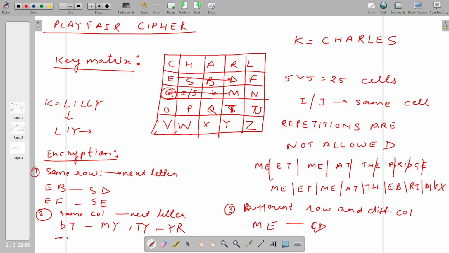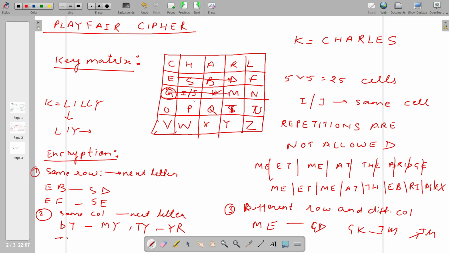Let's take another example, G and K. G is here and K is here. So this is something else, because how can we replace, since I and J are in the same column. So here either you can write I and M, or you can write J and M. Both are okay.